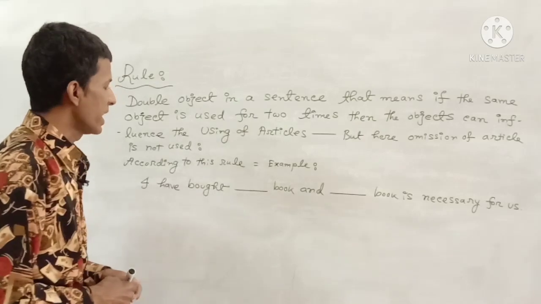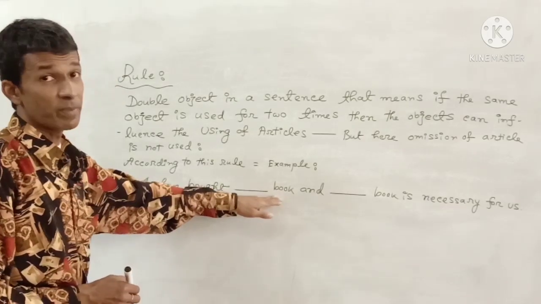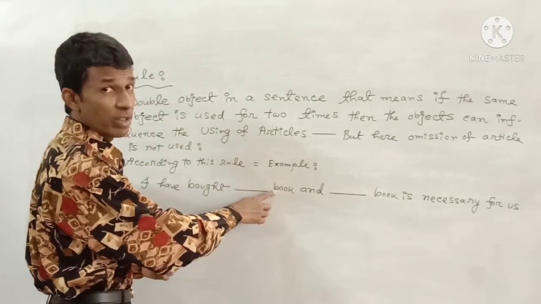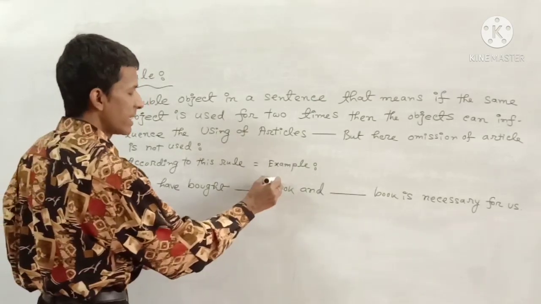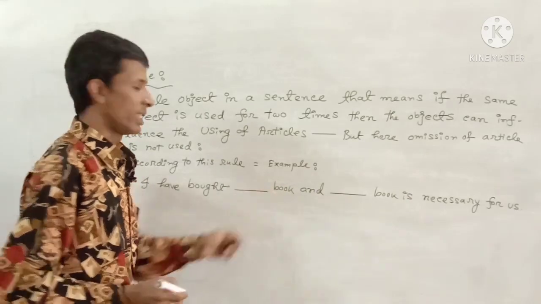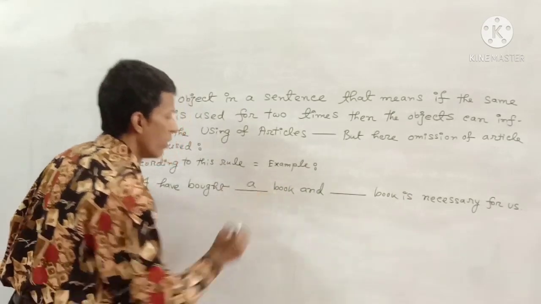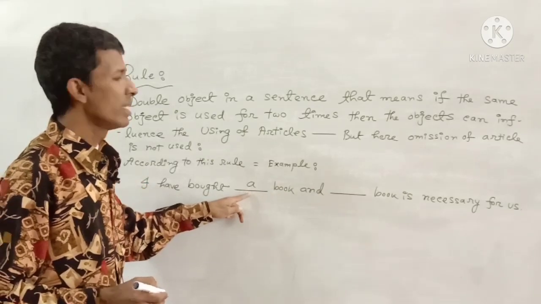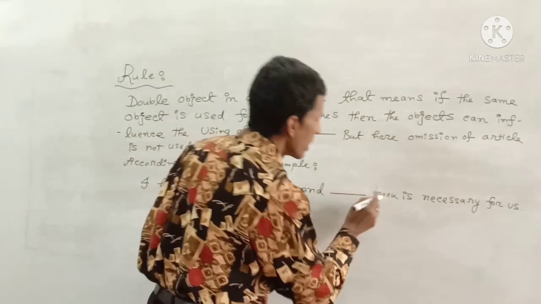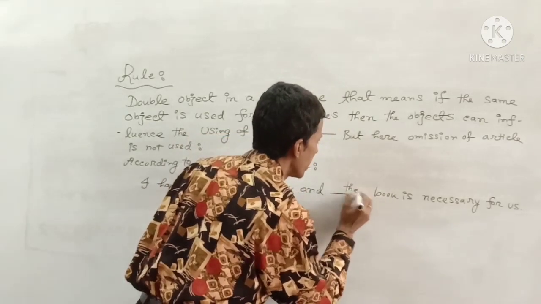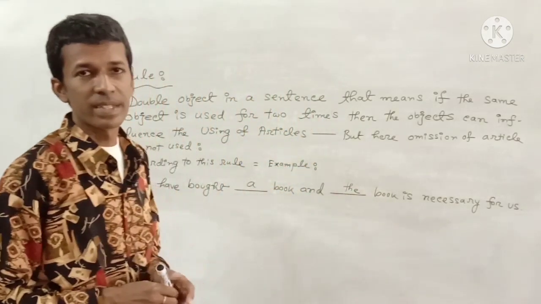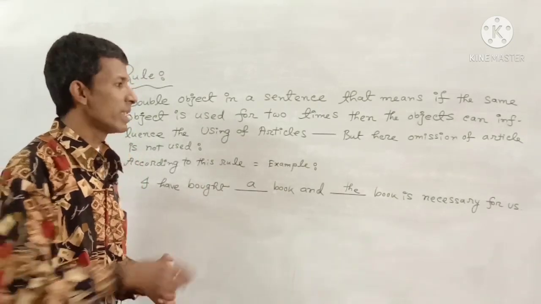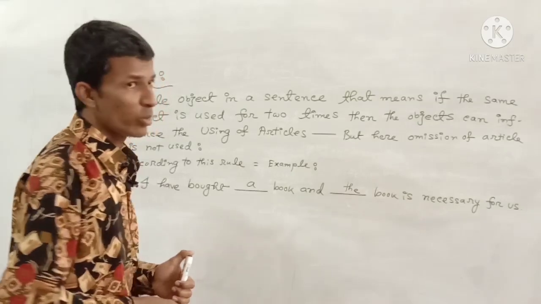According to the rule of articles, first of all you will find the first object. Then you will use the article according to the first letter of this word. Here the first letter of this word is a consonant. I have bought a book. For this consonant, I have used a, that means indefinite article. And in the next gap, I will have to use the, that means the definite article. Such kind of repetition of object must influence the articles in this way.